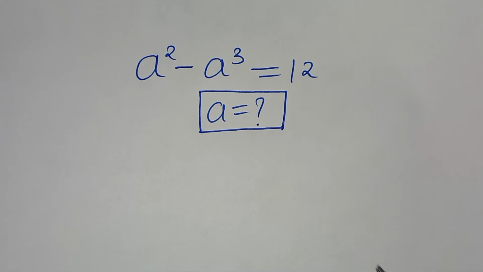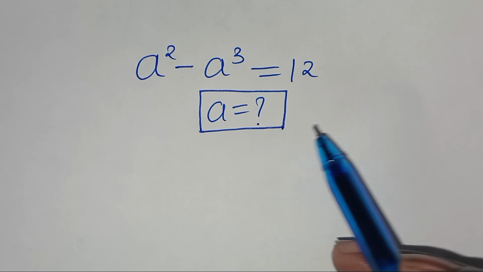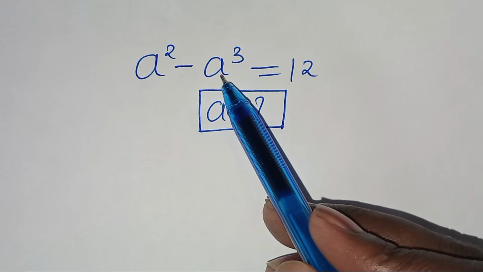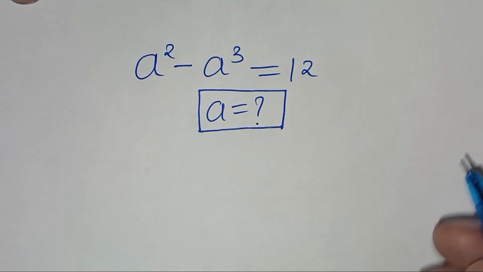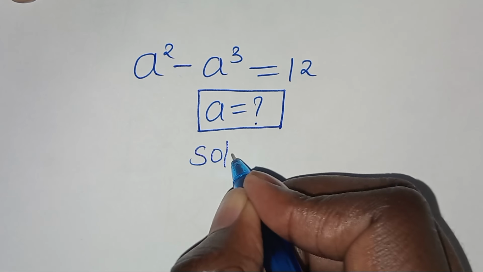Hello everyone, you're welcome to solve this nice algebra problem, which is a to power 2 minus a to power 3 equals 12. What is the value of a? So let's provide a solution from here.